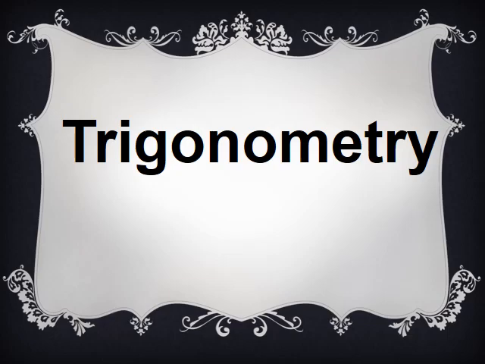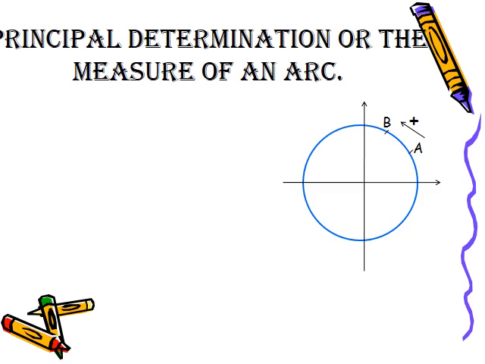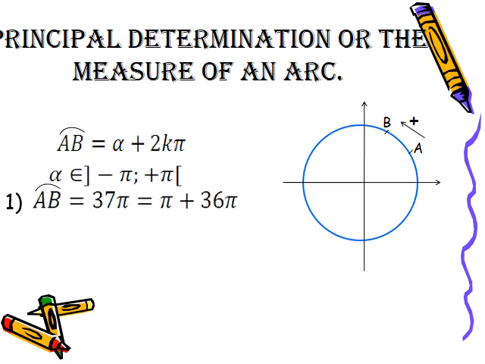Trigonometry. Principal determination of the measure of an arc. Arc AB is equal to alpha plus 2k pi, with alpha between minus pi and pi. For example, AB equals 37 pi, which is equal to pi plus 36 pi. 36 pi is 2k pi, so cancel it. So alpha is equal to pi.